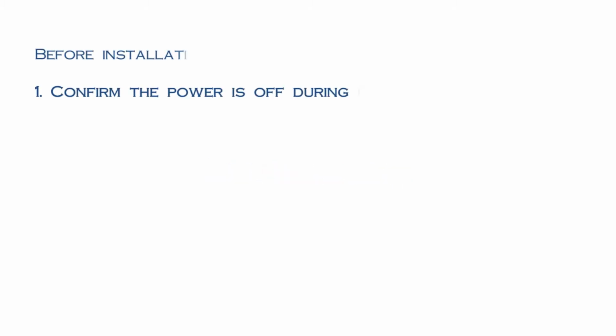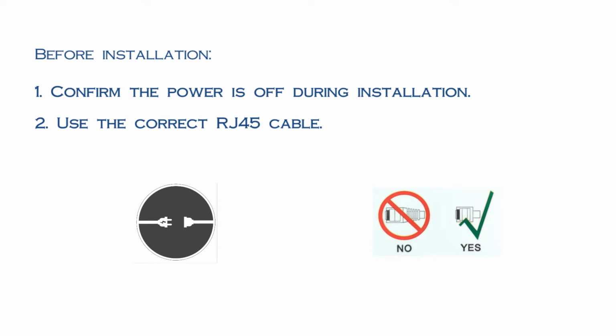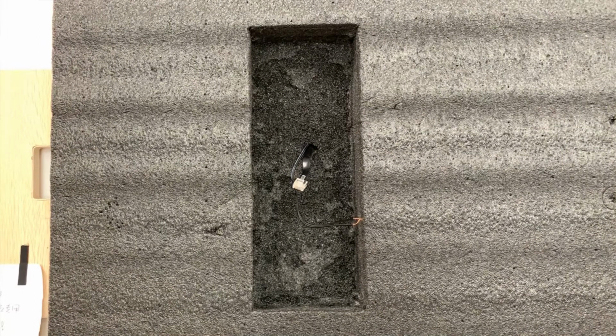First things first, for safety concerns, please make sure on-site power is completely turned off before you get started. Please only use our recommended network cable in the installation. Let's start installing the unit by first installing the embedded box and bracket.